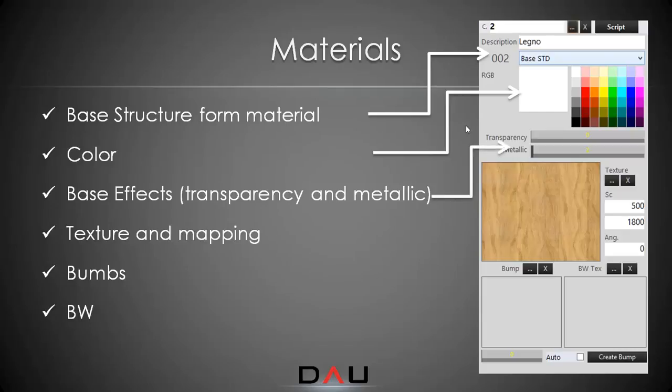The transparency and metallic are the effects that we apply to the material. Obviously, the transparency makes it clear. The metallic gives a concept of reflection. These functions are particularly efficient in the real time.